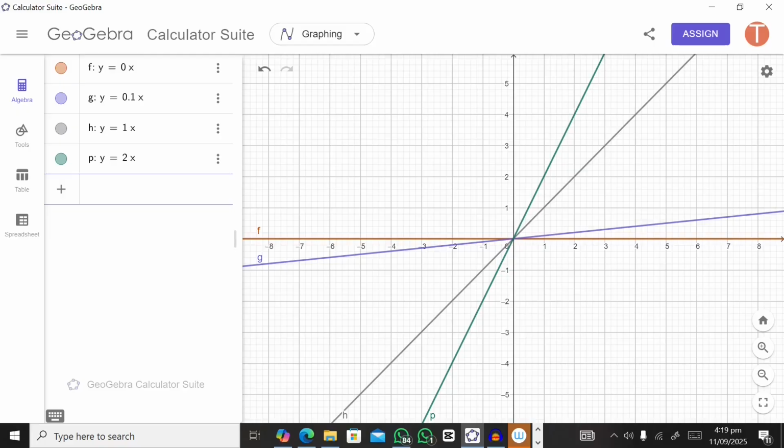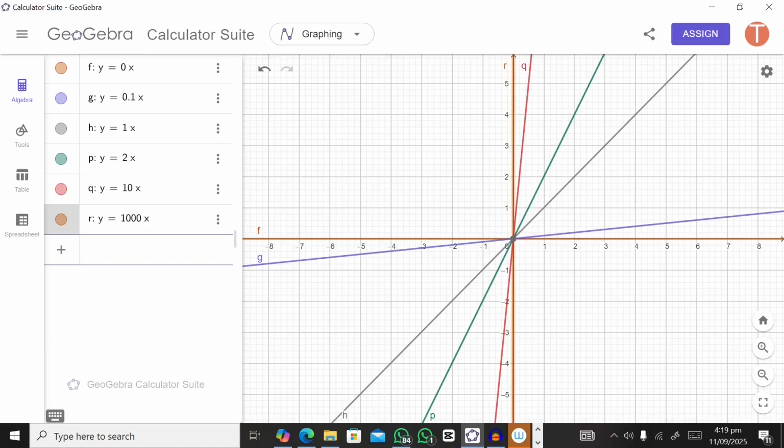Let's have another one. y is equal to 10x. Now my m is way bigger, and you can see that this mountain is becoming steeper to climb. And let's have another one. y is equal to 1000x. You can see that now it's very, very steep, super steep. So you can see that as my gradient becomes quite big, my graph is also becoming quite steep.